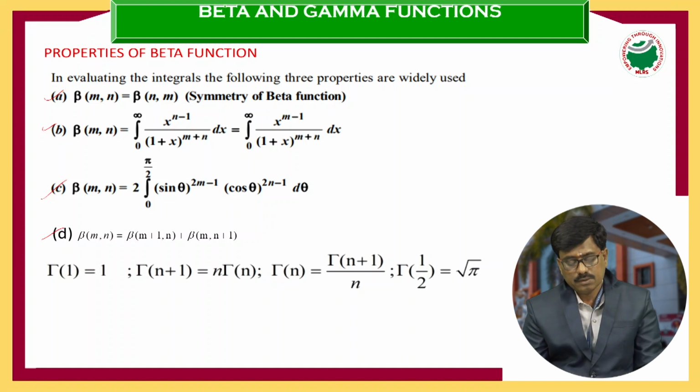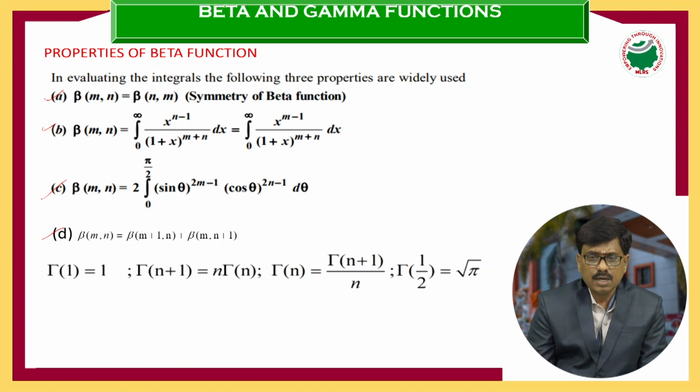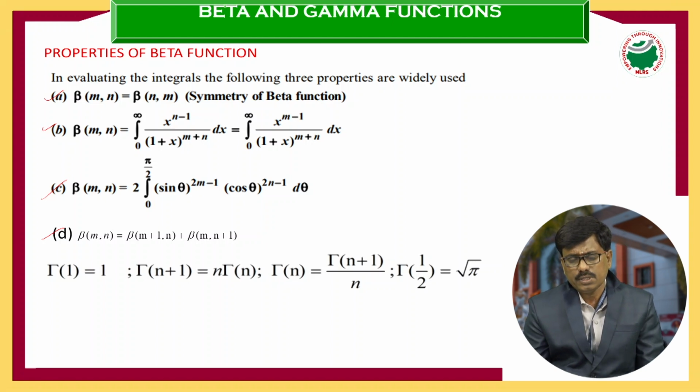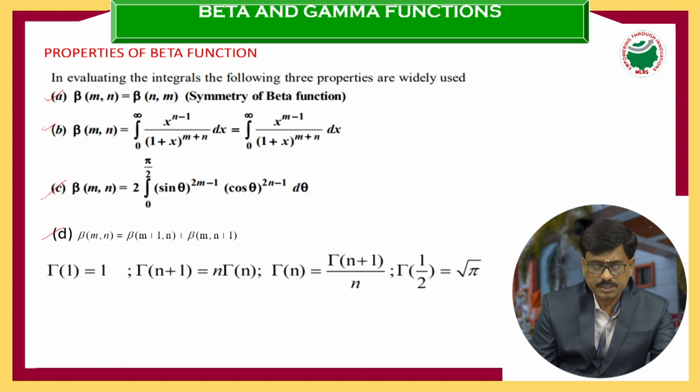This is also the fourth property of the beta function. And further, we need to calculate beta values. Sometimes it may depend upon the gamma values also. Therefore, I am going to extend the properties.